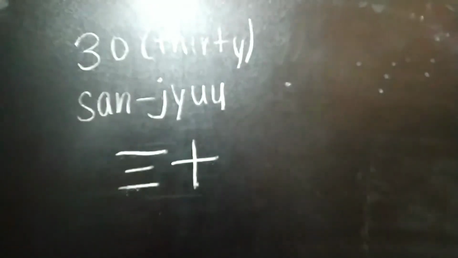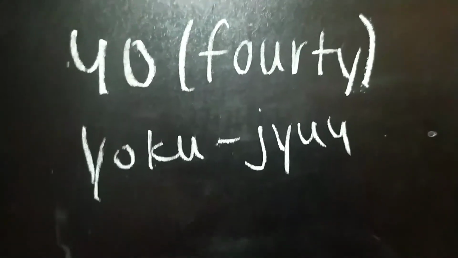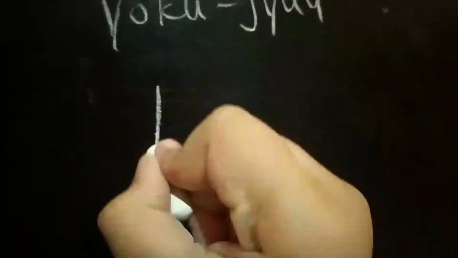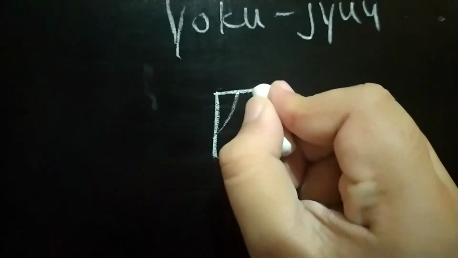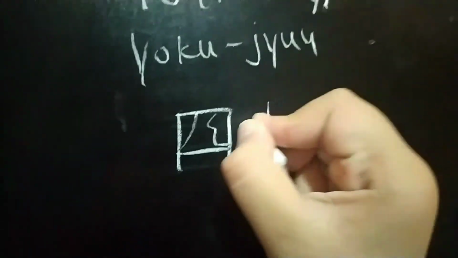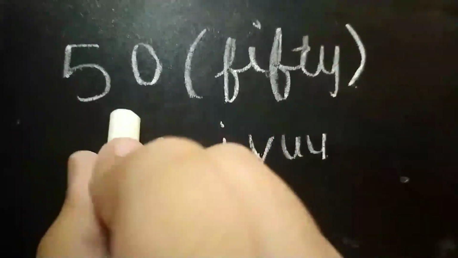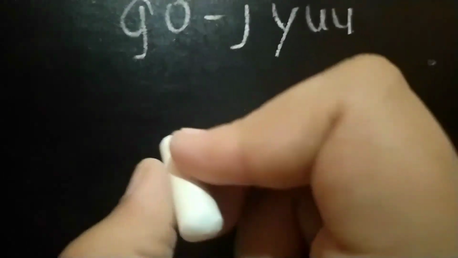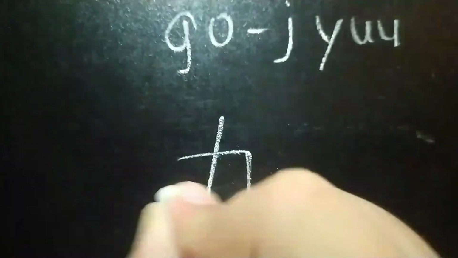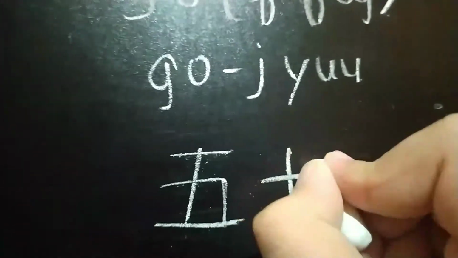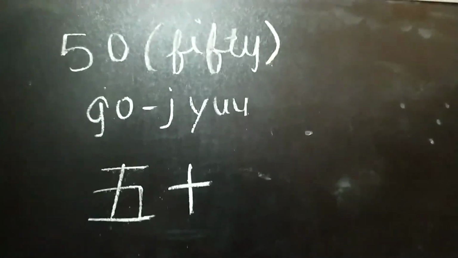30. Sanju. San means three lines, okay? And the next one is the 10 sign. Next one, 40. Yonju. It's not shiju, it's yonju, okay? Yon, 4, and ju, 10. 50, goju. So let's write 50. Goju.